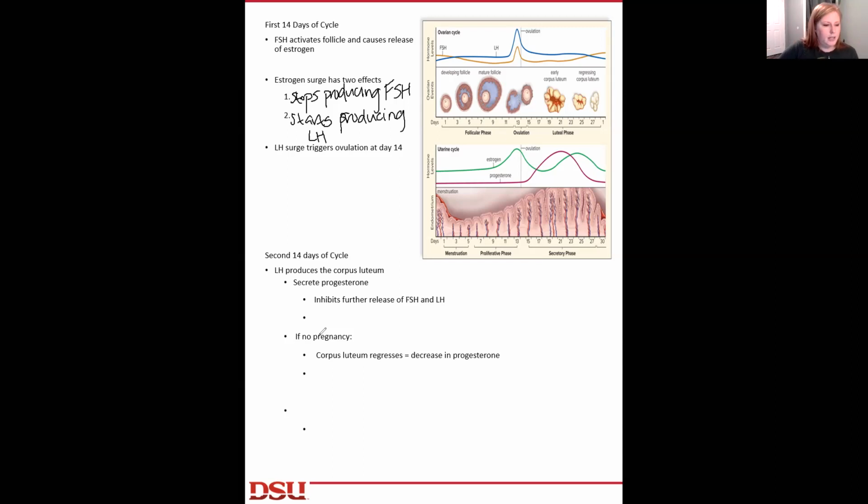All right, so in the second part then, we know that luteinizing hormone is going to produce the corpus luteum because the follicle will rupture and after releasing the egg, we get the corpus luteum. The corpus luteum secretes mostly progesterone with a little bit of estrogen, and it is going to inhibit any more release of either follicle stimulating hormone or luteinizing hormone, okay? This makes the endometrium thicken.